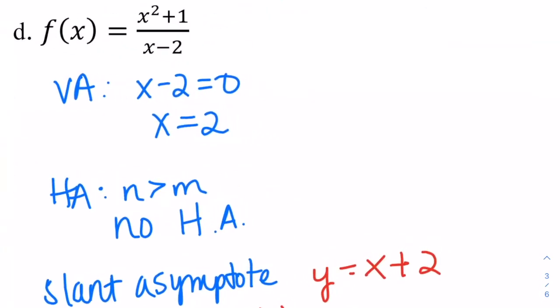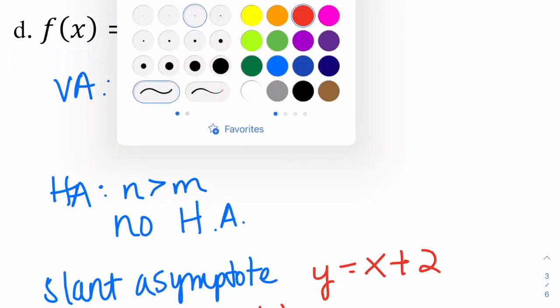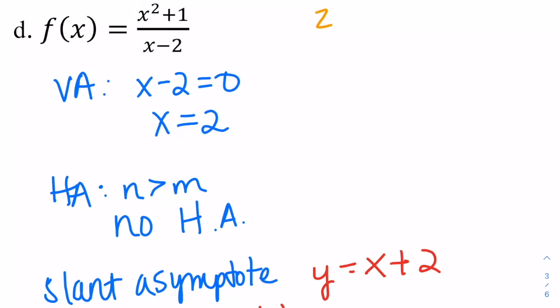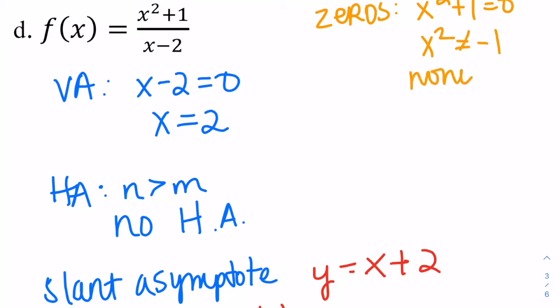Now let's look at the numerator for the zeros. So remember, for the zeros, we set the numerator equal to 0. But you could probably tell right away that x squared will never equal negative 1. So there are no x-intercepts. To figure out the y-intercept, just plug in 0, and you'll get 1 over negative 2, or negative 1/2.